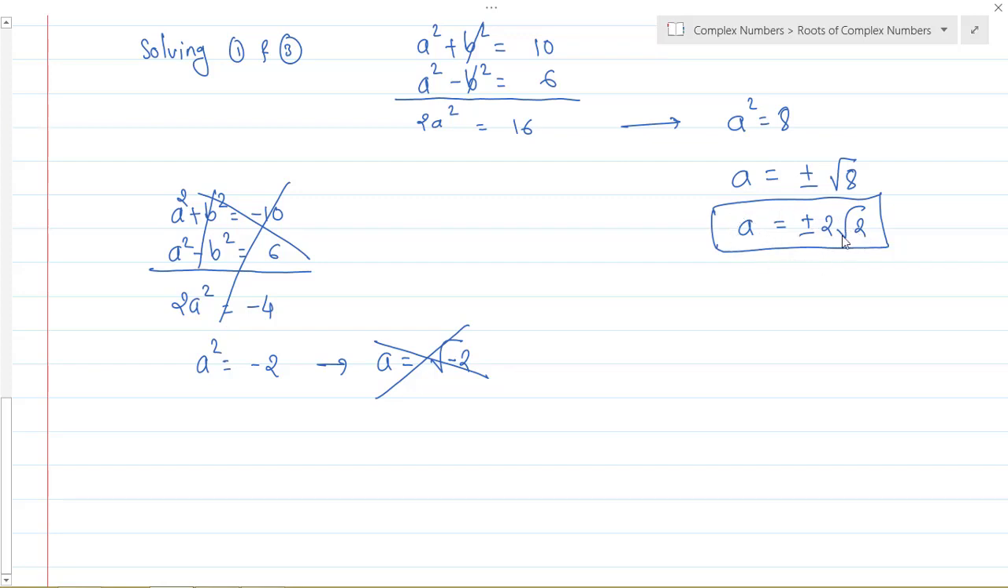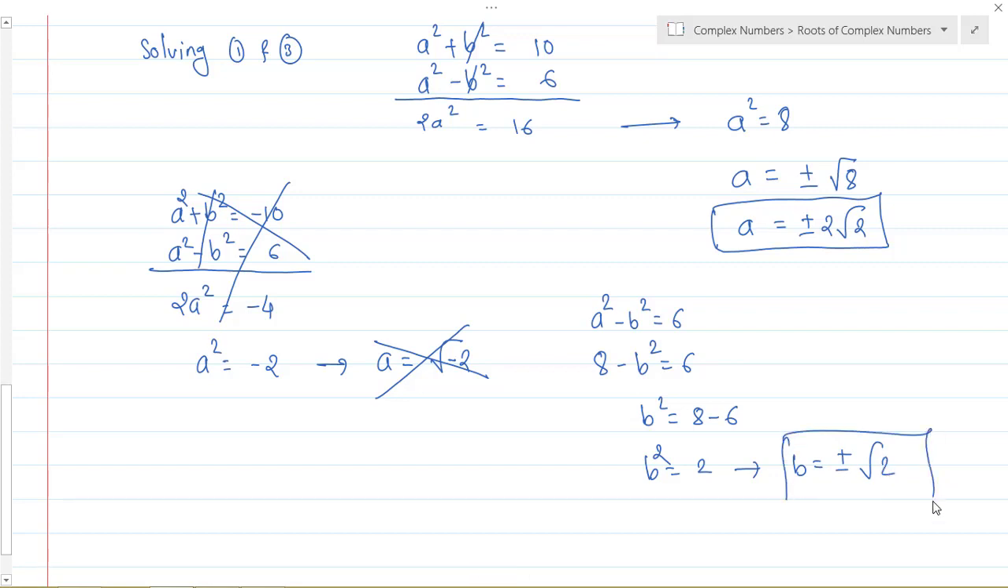For this value of a, let's find the value of b. You know that a square minus b square is equal to 6. Now let's substitute the value of a, which is plus or minus root 8. So its square is 8, and 8 minus b square is equal to 6. So b square becomes 8 minus 6, which is 2, implying b becomes plus or minus root of 2. So this is the value of b.